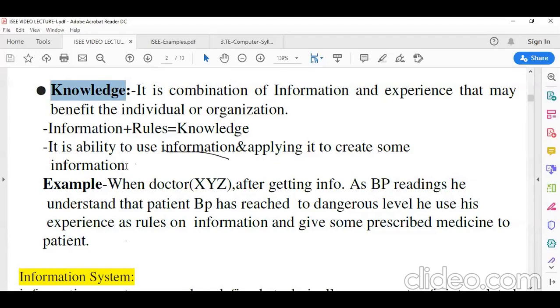जो आपके पास पहले इंफॉर्मेशन अवेलेबल है, उस इंफॉर्मेशन पर आप क्या करते हो? आप सम रूल्स अप्लाई करते हो, अपना एक्सपीरियंस यूज करते हो, अपना एजुकेशन यूज करते हो, और उसके बाद आप कुछ एक्शन लेते हो. दैट इज नथिंग बट द कॉल्ड एज व्हाट? द नॉलेज. आई होप ऑल ऑफ यू गॉट द कॉन्सेप्ट.